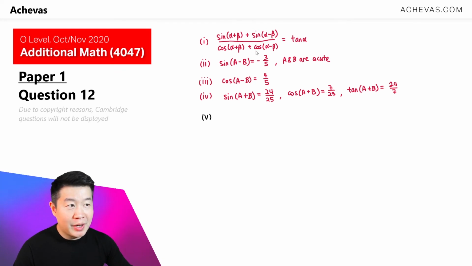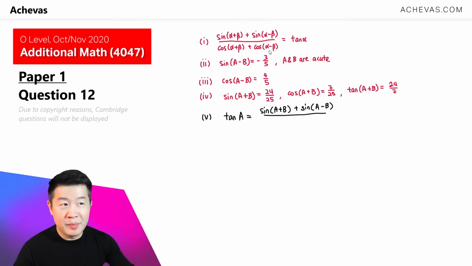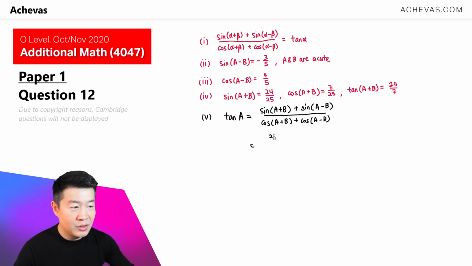By making use of the identity in part 1, we can see that tangent A can also be re-expressed as sine A plus B plus sine A minus B, divided by, we are basically replacing all the alpha by A and all the beta by B, cosine A plus B plus cosine A minus B. And we have the values for all these four sines and cosines, because sine A plus B was 24 over 25, we found that in part 4, plus sine A minus B was from part 2. So this is minus 3 over 5.